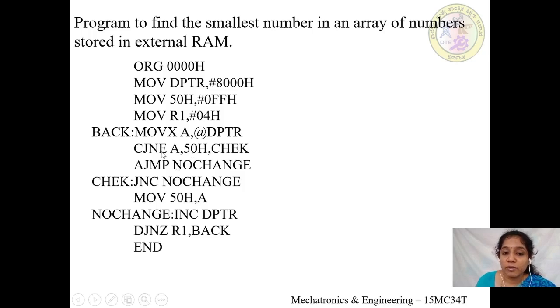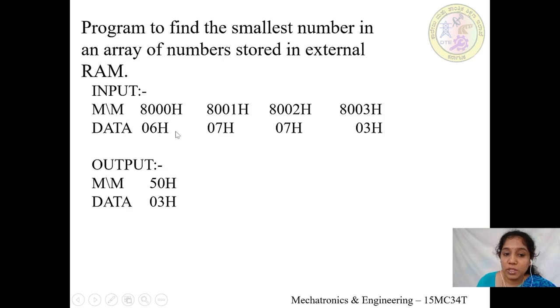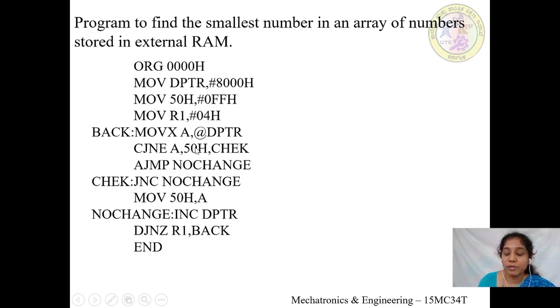So next we will check. They are not equal as of now. So now we will check the carry flag, whether we have to exchange them or the found number itself is the smallest number. So we will check JNC no change. Do we get carry here? A is 06H and 50H contents is FFH. Here subtraction will happen from contents of accumulator, that is 6 minus FFH. Do we get carry? Yes. Carry flag will be set. So whenever this carry flag is set, what happens?